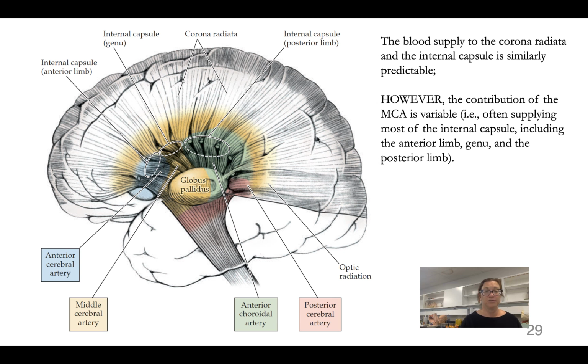For example, you might say, I would predict that the posterior limb of the internal capsule is supplied by the anterior choroidal artery, and therefore an anterior choroidal artery stroke could produce a pure motor contralateral deficit that affects the body preferentially to the face. And so that brings the lecture back full circle to that case, and hopefully that makes sense, and we can talk more about this in tutorial on Tuesday.